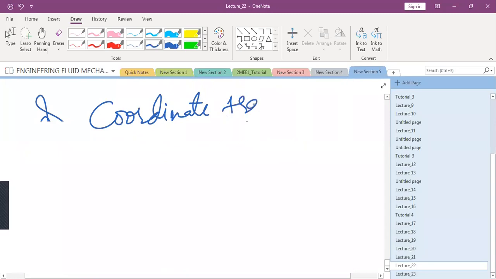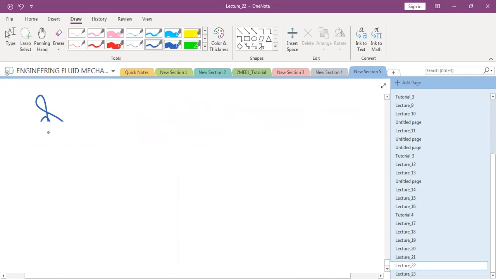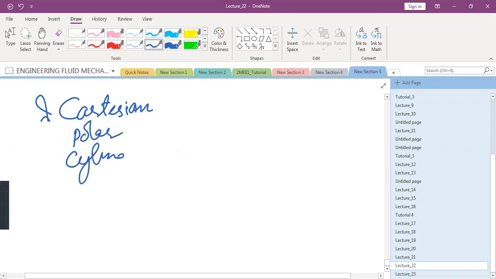Coordinate transformation. So what coordinate systems have you studied till date? Cartesian and cylindrical. Cartesian. What else? Polar, cylindrical, spherical.